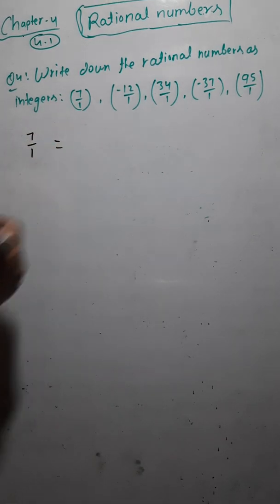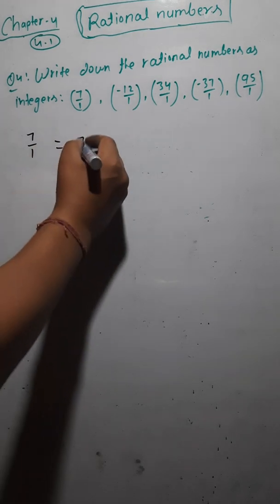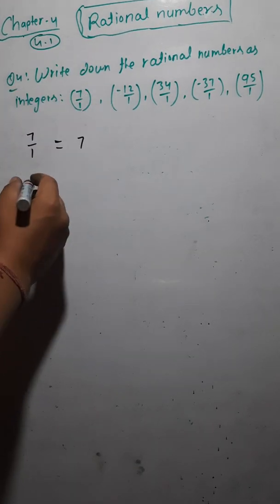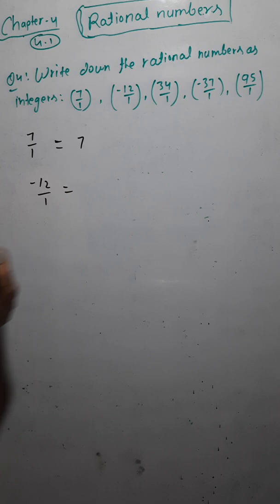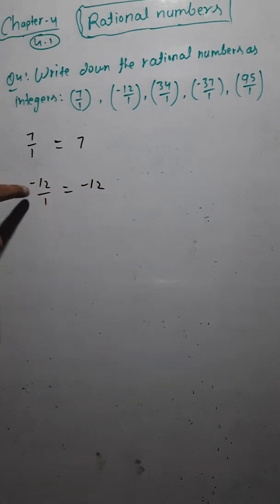So 7 by 1 you can write as 7, because if you are dividing 7 by 1, you would be getting 7. Yes or not? So 7 by 1 can be written as 7. Similarly, minus 12 by 1 can be written as how much? Minus 12. Yes or not? Because you are dividing it by 1, you would be getting minus 12.